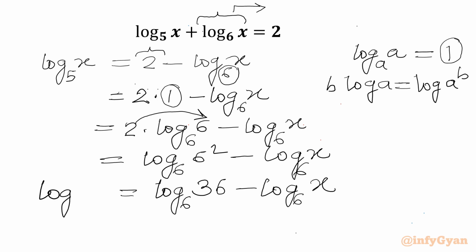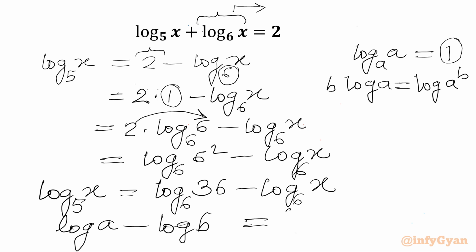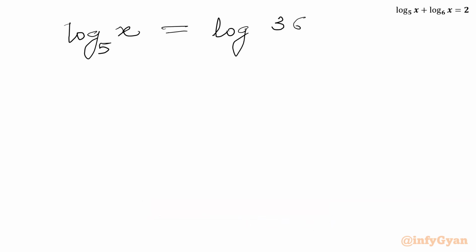LHS is log x base 5. Now we have the quotient rule from log properties: log a minus log b equal to log a over b. So RHS we can write log 36 over x with base 6. So I can write log x with base 5 equal to log 36 over x with base 6.